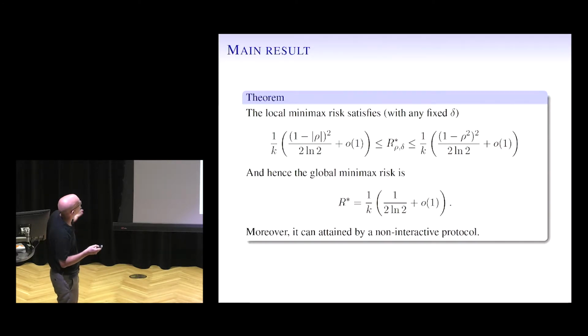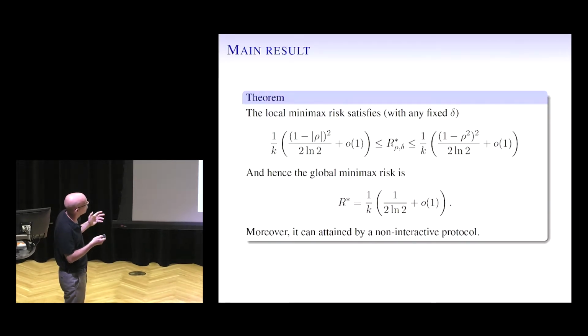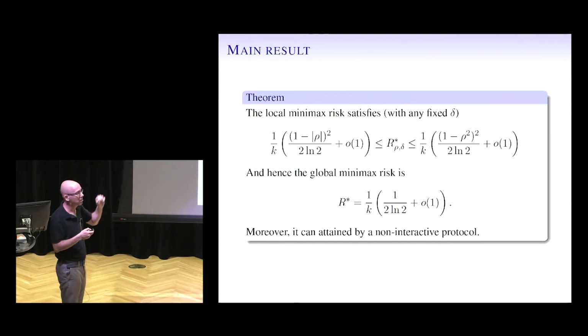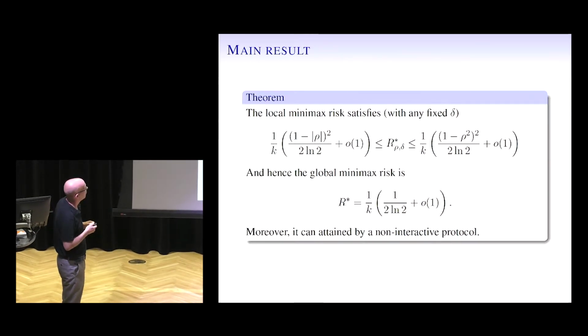So here's the main result, basically, in a nutshell. We characterize quite tightly the min-max risk, both the global and the local. So the local min-max risk is basically between these two quantities. Both of them behave like 1 over k, where k is the number of bits, and there's some constant that depends on the correlation, which is almost tight. There's some 1 over 2 ln 2, and there's some constant that is not exactly the same for the upper bound and lower bound.